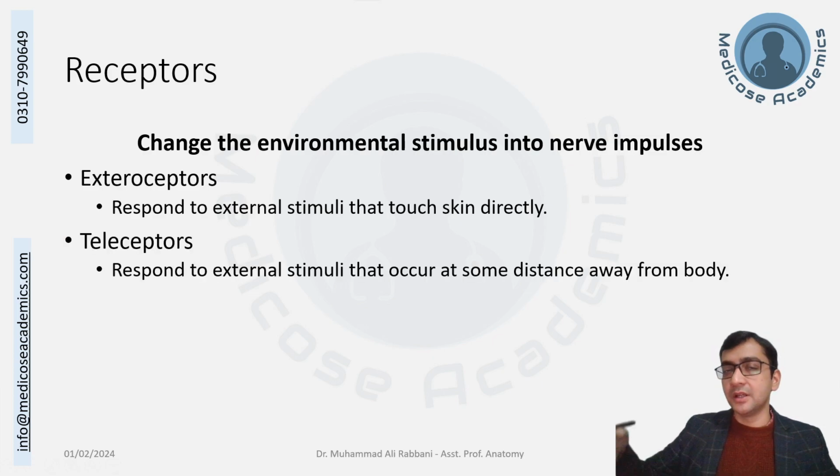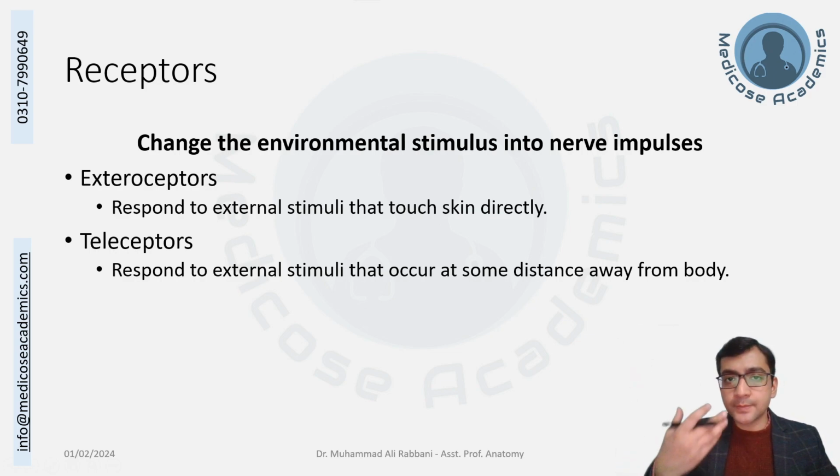Teleceptors, like television, distance vision, are the receptors that get the external stimuli at some distance away from the body. You might have already guessed them. Like vision, you pick up the signal from the distance. Like smell, you pick up the signal from a distance. Like hearing, you pick up a signal from a distance.